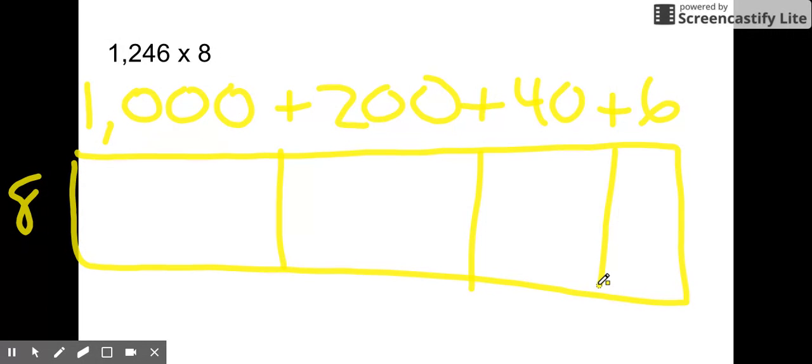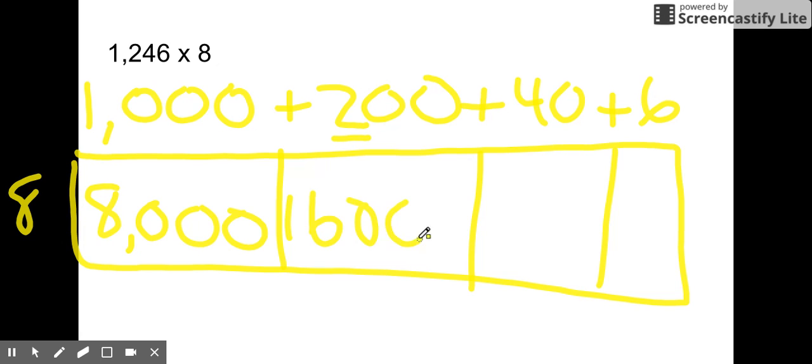I know that 8 times 1,000 is 8,000. 8 times 2 is 16. Add my 2 zeros from my problem. 8 times 4 is 32. Add my 0. 8 times 6 is 48. Now I'm going to go ahead and add those numbers together. Well, I know that 8,000 plus 1,600 will be, trying to find a good place to do my writing.